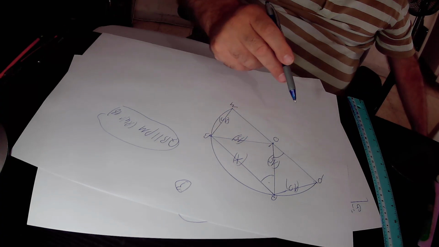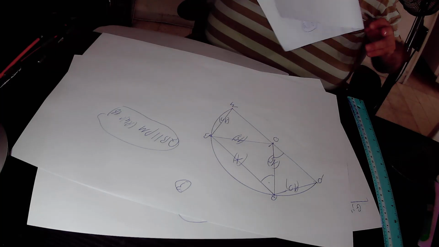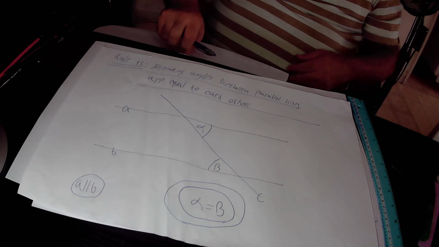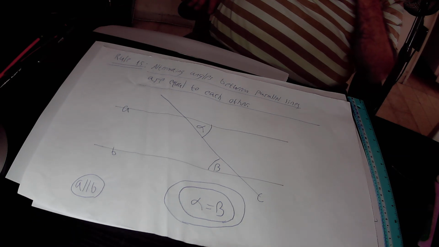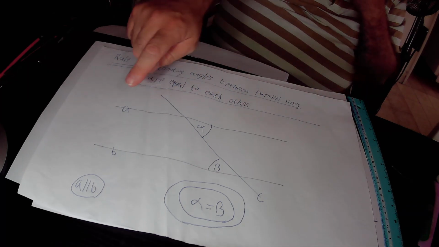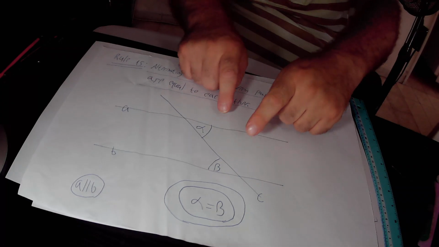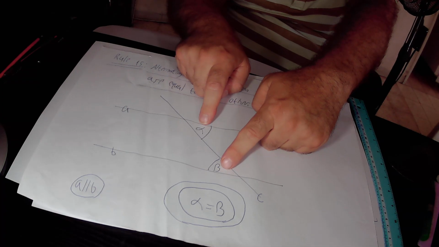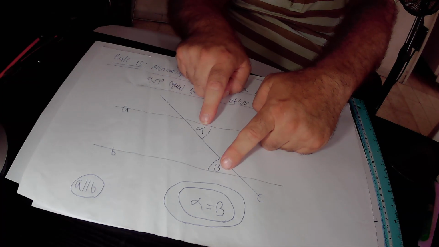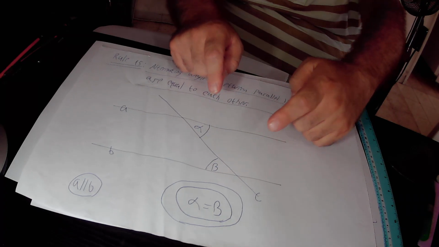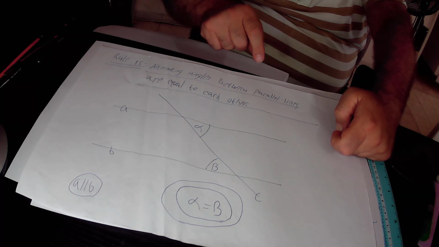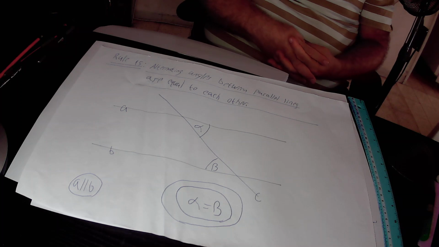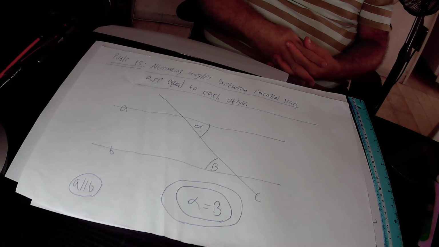So I repeat quickly Rule 15. According to Rule 15, alternating angles between parallel lines are equal to each other. In the drawing we have line A that is parallel to line B, and those two angles alpha and beta are defined as alternating angles. Because those two angles alpha and beta are located between those two parallel lines A and B, they are equal to each other. That is to say, alpha equals beta. So whenever you have alternating angles that are located between parallel lines, they must be equal to each other.